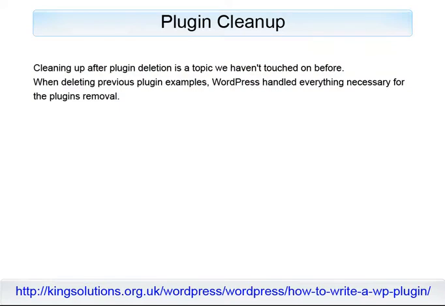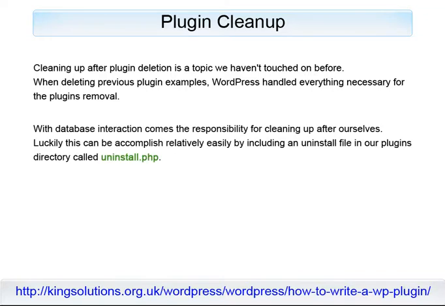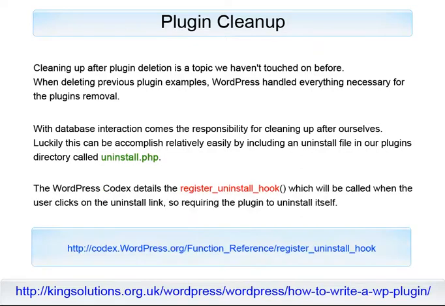Plugin cleanup. Cleaning up after plugin deletion is a topic we haven't touched on before. When deleting previous plugin examples, WordPress handled everything necessary for the plugin removal. With database interaction comes a responsibility for cleaning up after ourselves. Luckily, this can be accomplished relatively easily by including an uninstall file in our plugins directory called Uninstall.php. The WordPress codex also details the register uninstall hook, which will be called when the user clicks on the uninstall link, so requiring the plugin to uninstall itself.